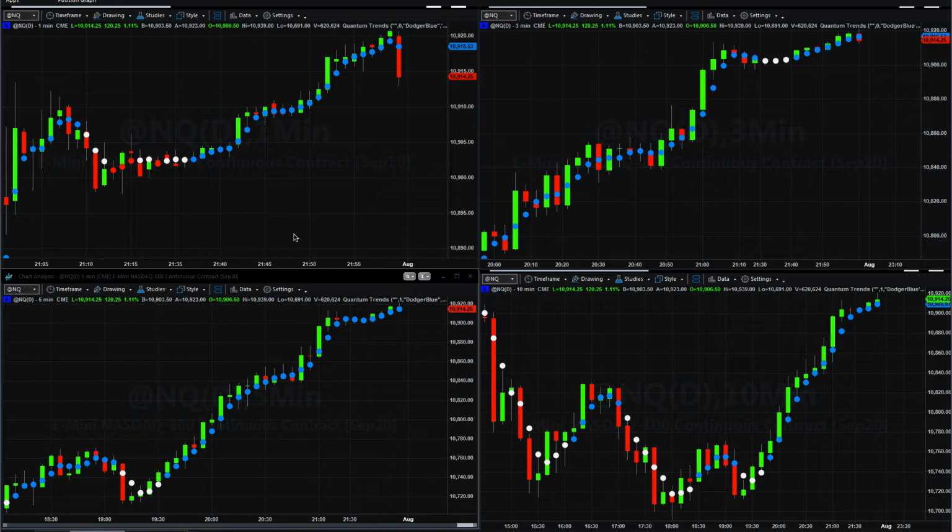This is on 4 time frames. Top left is 1 minute, top right is 3 minutes. At the bottom left we've got 5 minutes, and over on the right we've got 10 minutes. So I've applied the indicator. So how does the indicator work? Well, in several different ways.